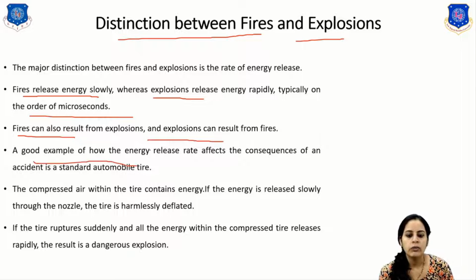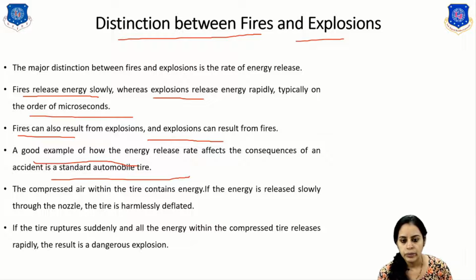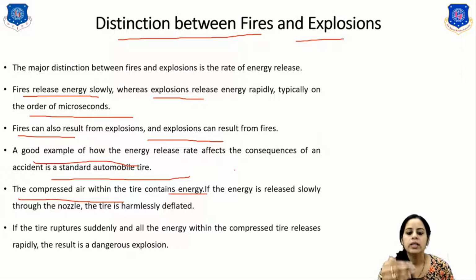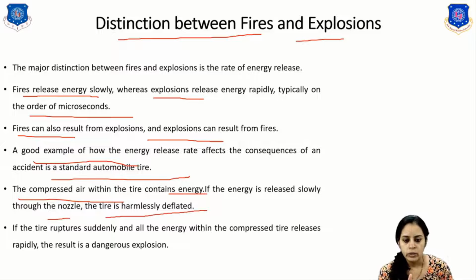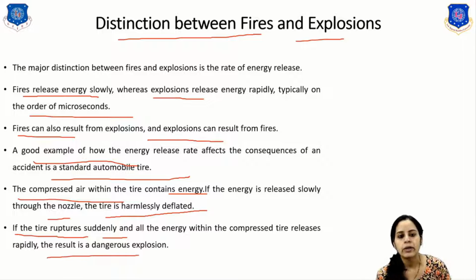A good example of how the energy release rate affects the consequence of an accident is a standard automobile tire. The compressed air within the tire contains energy. If the energy is released slowly through the nozzle, the tire is harmlessly deflated. But if the tire ruptures suddenly and all the energy within the compressed tire is released rapidly, the result is a dangerous explosion, right? So this is the basic difference between fire and explosion.